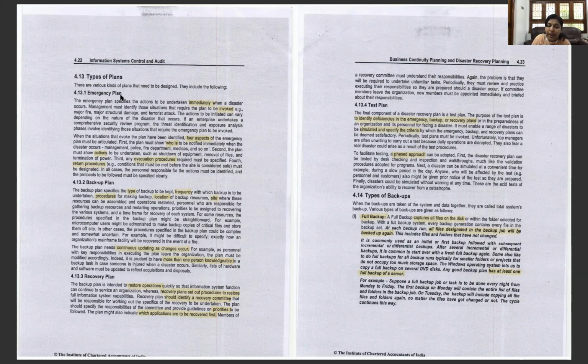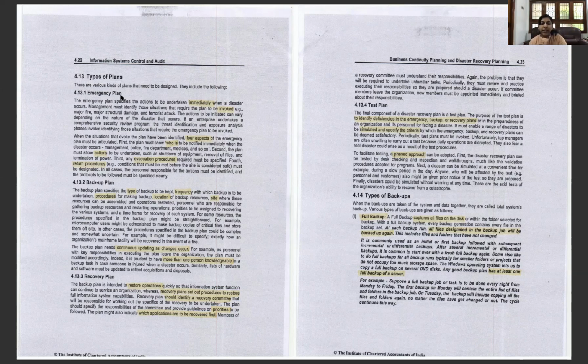So in backup plans, what are the type of backup and the frequency of the backup, the procedures for the backup, and where the backup should be kept, and the site where these resources are assembled, so that in the event of a disaster, they can go there and resume their operations. So in the emergency plan, we are evacuating, and in the backup plan, we are going to the place where this backup is stored. So backup: what is the type, frequency, and procedure, and where is the location, and the site where all these people will meet and resume their operations.